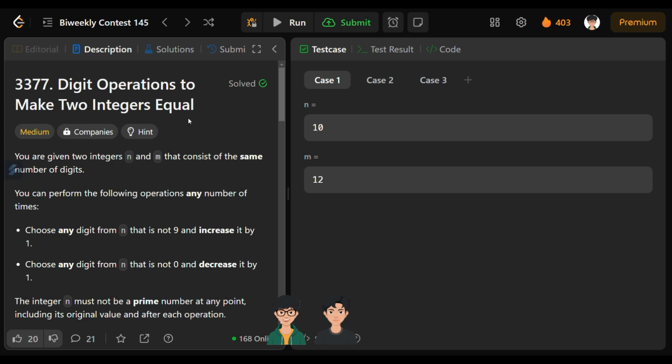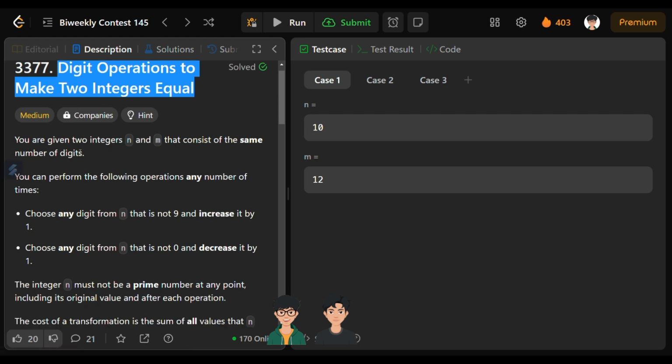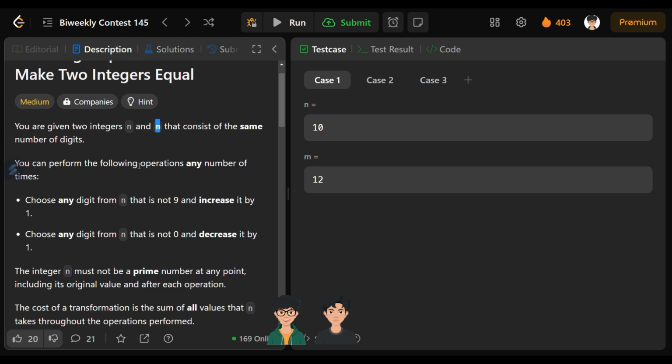The third question is: digit operations to make two integers equal. So Ishan, you are better in graph, you can try it. First of all, let's understand the question. The question says that you are given two integers n and m, and the most important thing is they have the same length, that is the same number of digits.